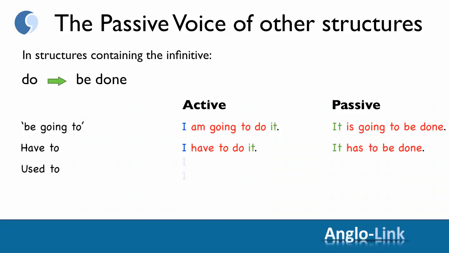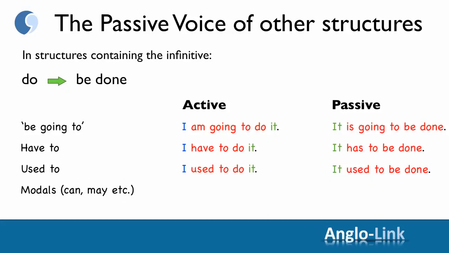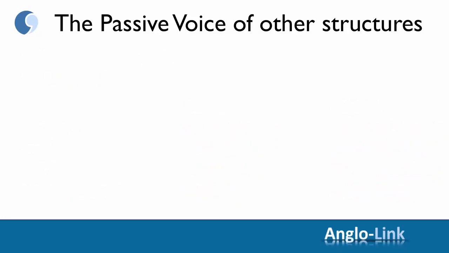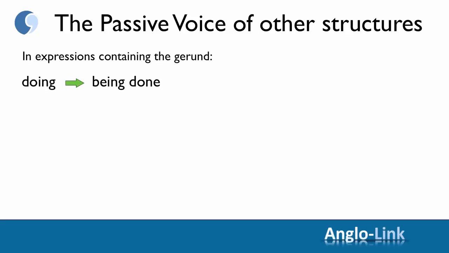Used to, I used to do it, it used to be done. And modal verbs like can and may, with infinitive without to, I can do it, it can be done. And the final structure, in expressions containing the gerund, doing, the passive voice is with being done. Let's look at a couple of examples.